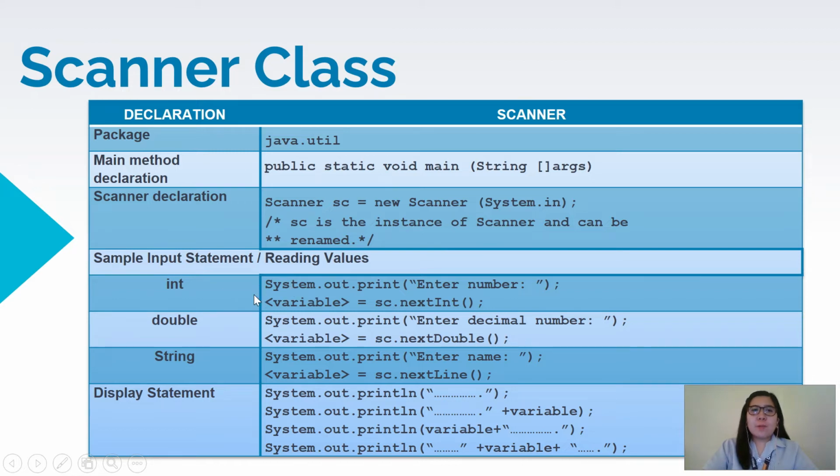For the sample input statement or reading values, if we compare it to BufferedReader class, for int we use sc.nextInt. For double, sc.nextDouble. So the sc that we're referring to here is the Scanner, which is our reference. For string, sc or Scanner.nextLine. And the same is true for the display statement as in the BufferedReader class. So now let's proceed to an example using BufferedReader class.